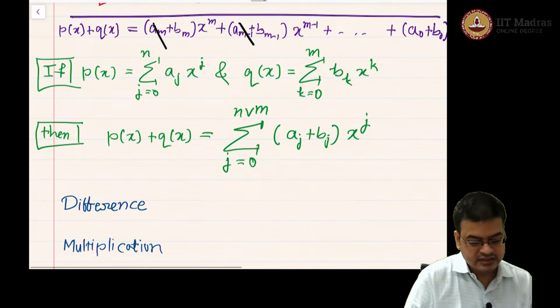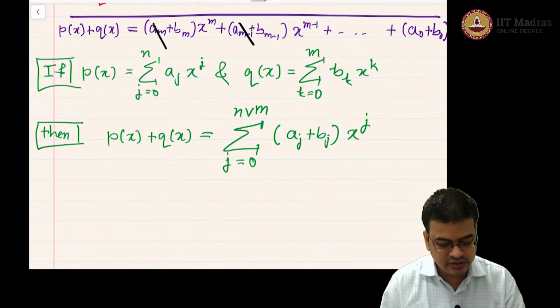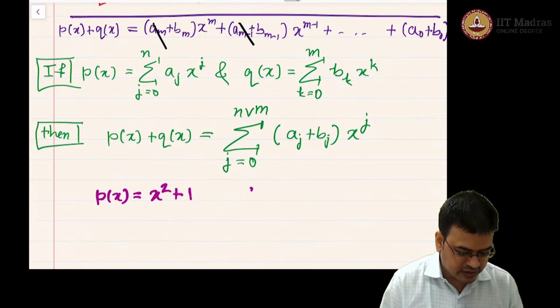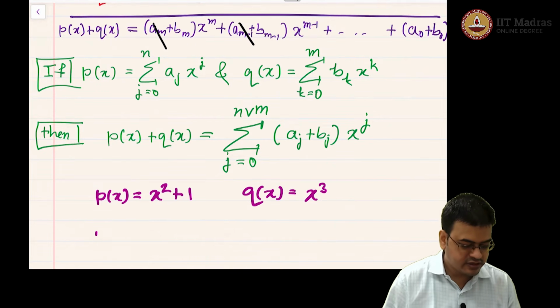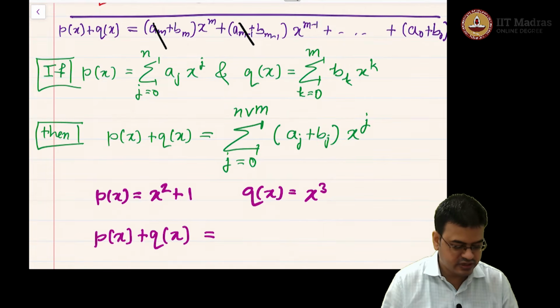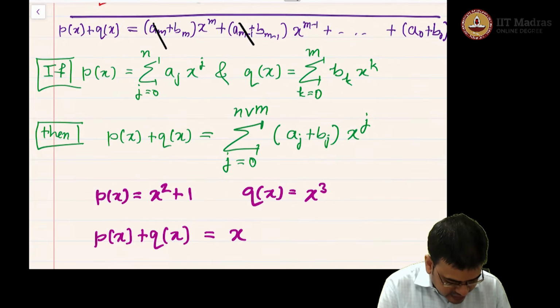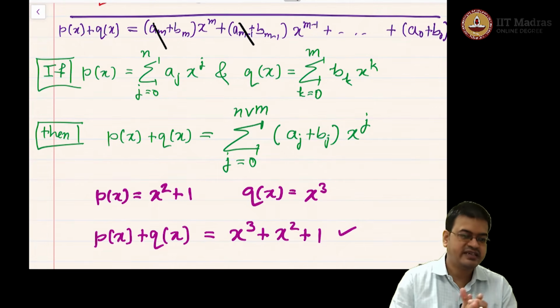So how does it translate in our example? Very simple. We will use a simple example of p(x) being equal to x squared plus 1 and q(x) equal to, let us say, x cubed. What is p(x) plus q(x)? Use this formulation; there are no terms which are clashing with each other, a_j plus b_j. So all these things will remain intact and I will get x cubed plus x squared plus 1. This is the answer. So we have already actually done addition.